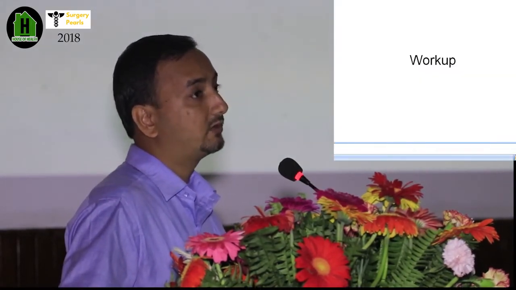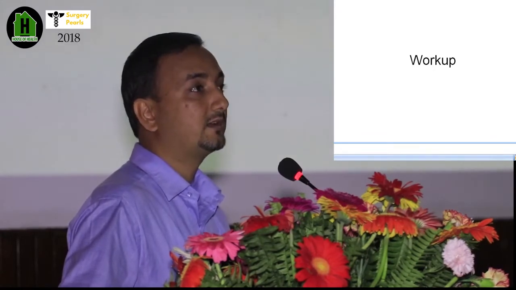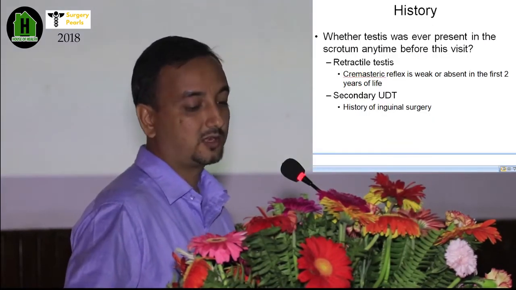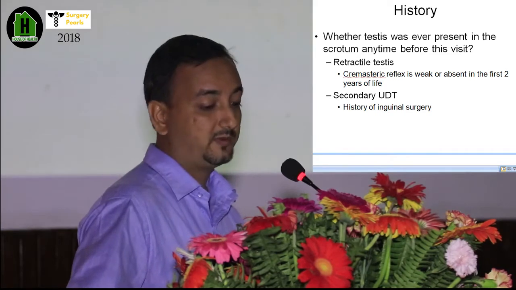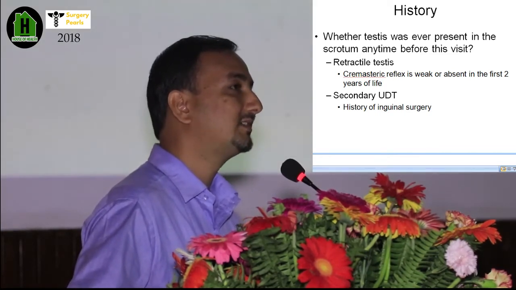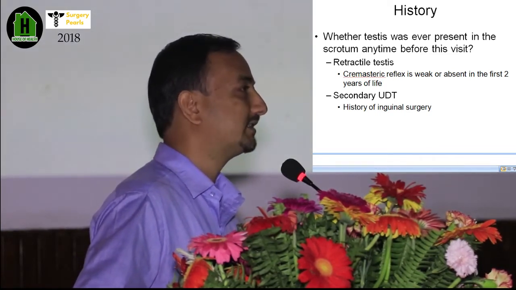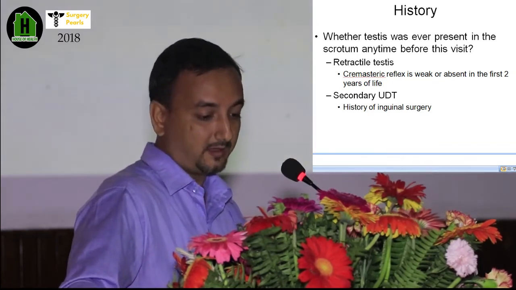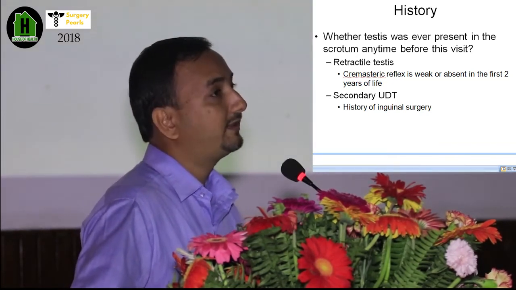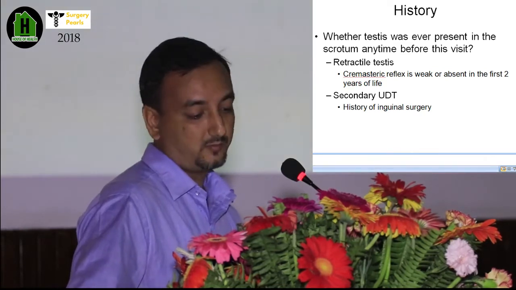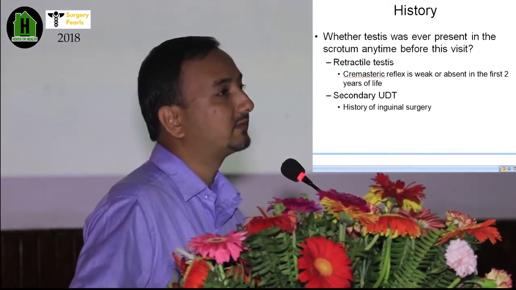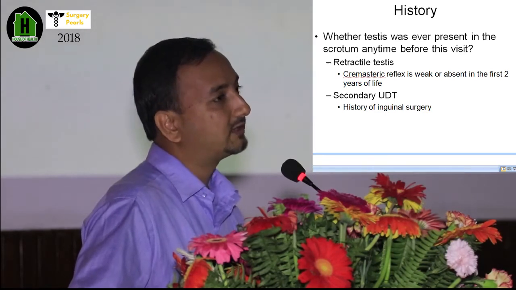So how do we work up for an undescended testis? The history is always important, because we want to know whether it is an acquired or retractile testis or a true undescended testis. So the first question would be whether the testis was ever present in the scrotum any time before this visit. Because if it was ever present, then it might be a retractile testis or a secondary undescended testis, right? And you will find that retractile testis is not present before about 2 years of age, because before 2 years of age the cremasteric reflex is very weak, and so it cannot pull the testis into the inguinal canal.